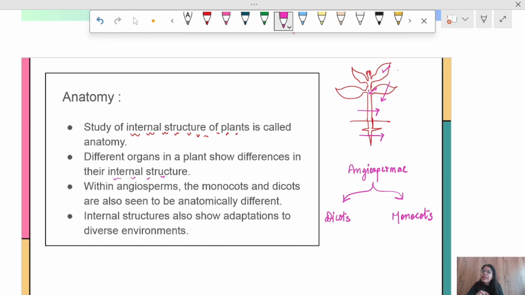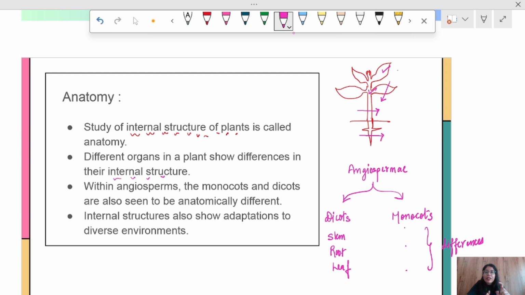So when you see the stem, when you see the root, and when you see the leaf here, it will be different from the stem, root and leaf here. Okay, there are differences in these structures. So what you have to understand from these 2-3 lines is that the meaning of anatomy is when we cut the section of a plant, we will see the internal structure, right?